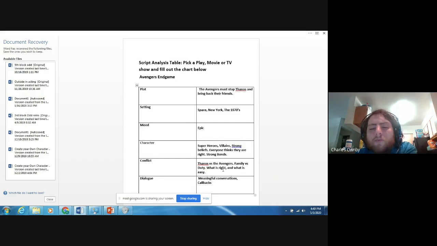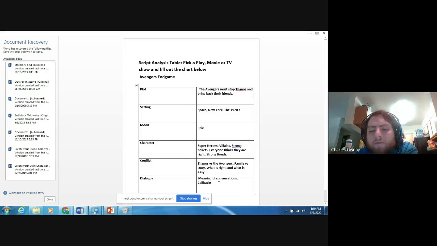And her goal, her objective, and after we talk about objectives, is to bring everybody back and to do everything that she can, to do whatever it takes to bring them back. And that's why she made that choice. And that's the conflict that those characters have, is what is right versus what is easy.